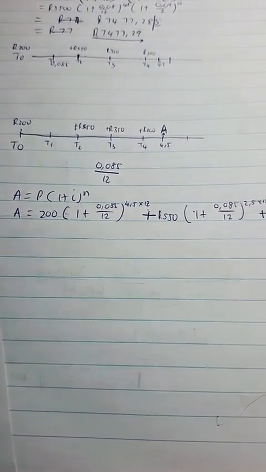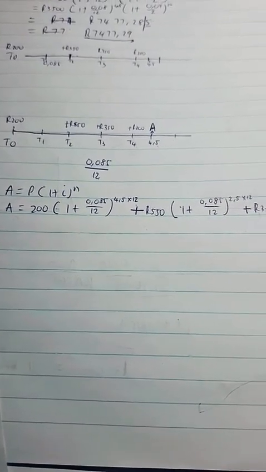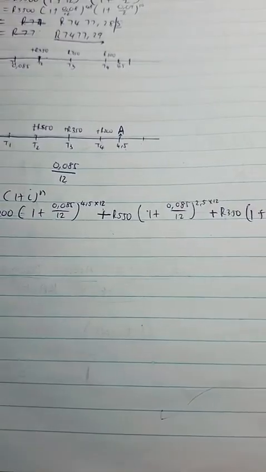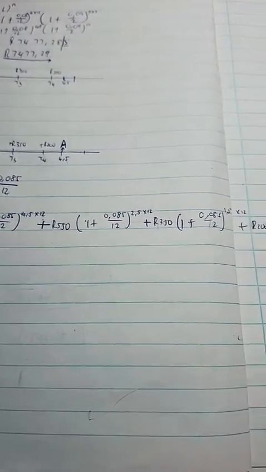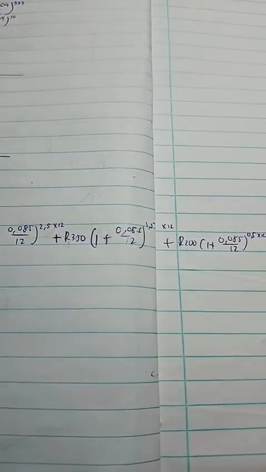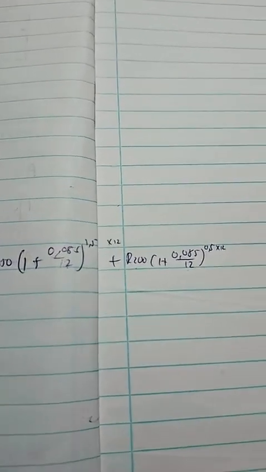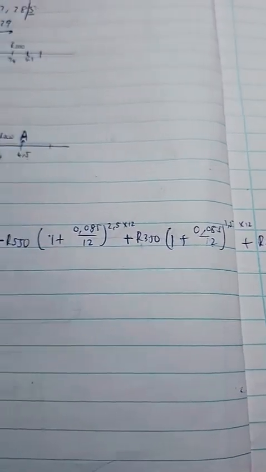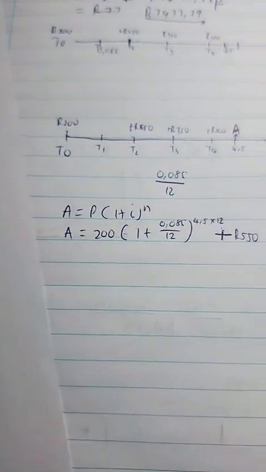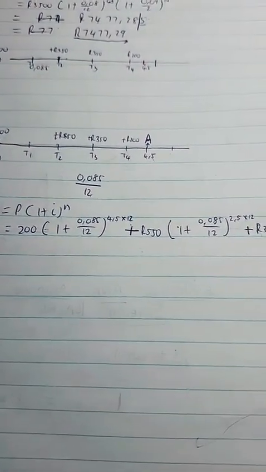Any answers did you get, guys, for this? 200 into 1 plus 0,085 divided by 12 to the power 4,5 times 12 plus 550 into 1 plus 0,085 divided by 12 to the power 2,5 times 12 plus 350 into 1 plus 0,085 divided by 12 to the power 1,5 times 12 plus 200 into 1 plus 0,085 over 12 to the power 0,5 times 12. What is the final answer that you guys get?